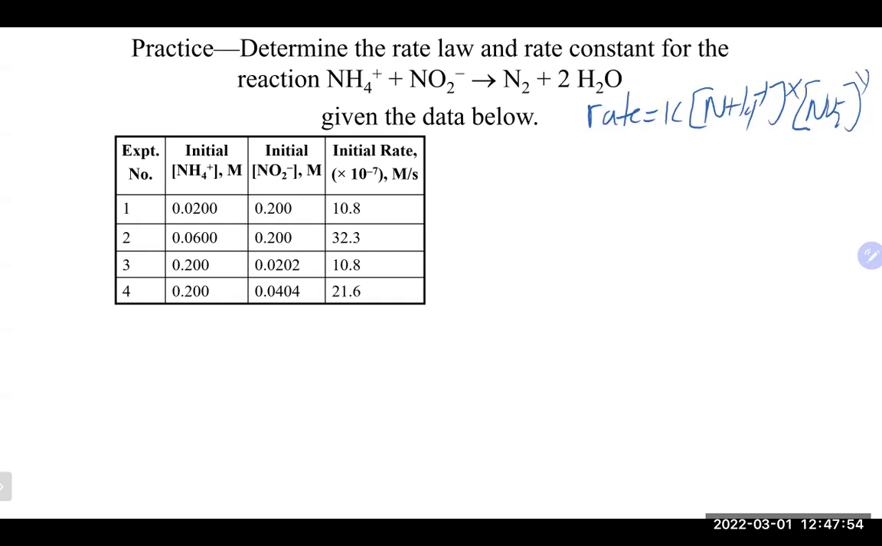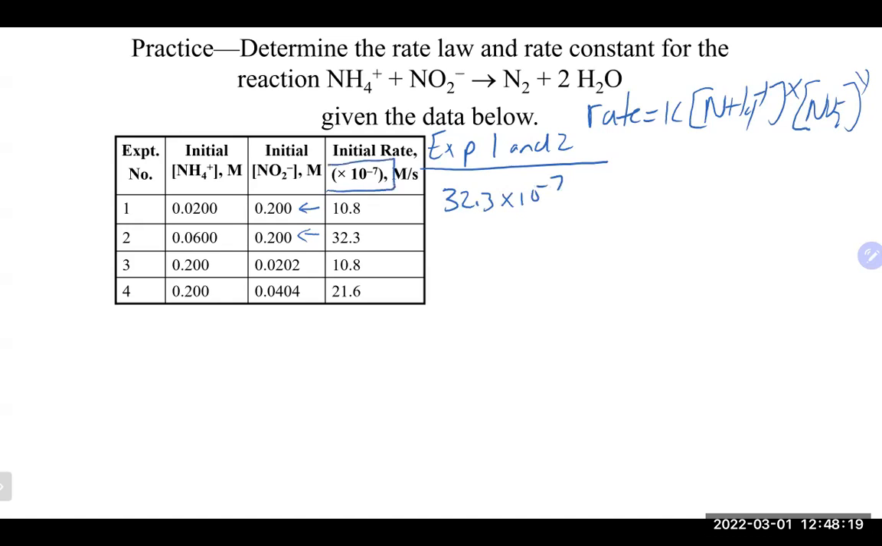Again, here we have multiple entries in this table, so we could choose whichever ones. Just quickly looking here, experiments 1 and 2 look like we're going to keep this one constant, so we might as well start there. I'm going to take the rate for number 2 up on top. So that's going to be 32.3 times 10 to the minus 7.